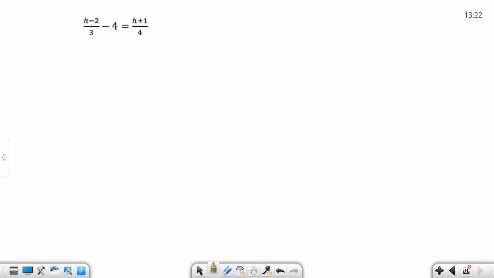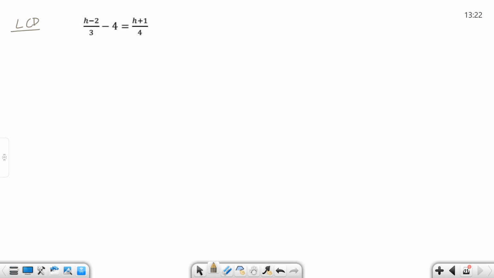h minus 2 over 3 minus 4 equals h plus 1 over 4. Here I have how many fractions? 2. Now the thing that's different about this one is now my numerators have multiple terms. Yay, right? So my two denominators are 4 and 3. So the bigger one's 4.